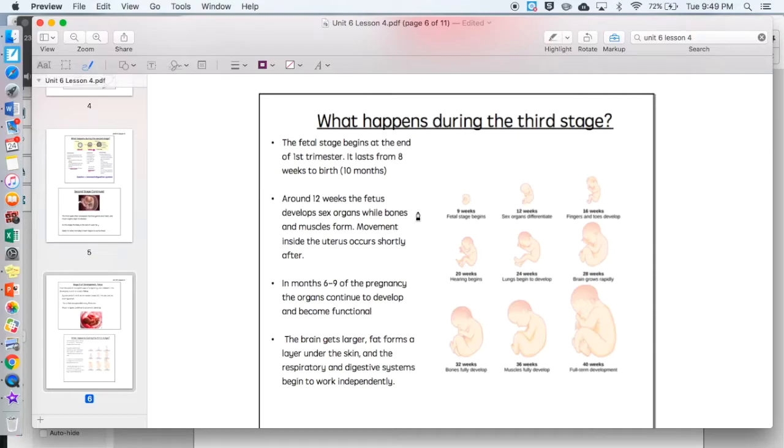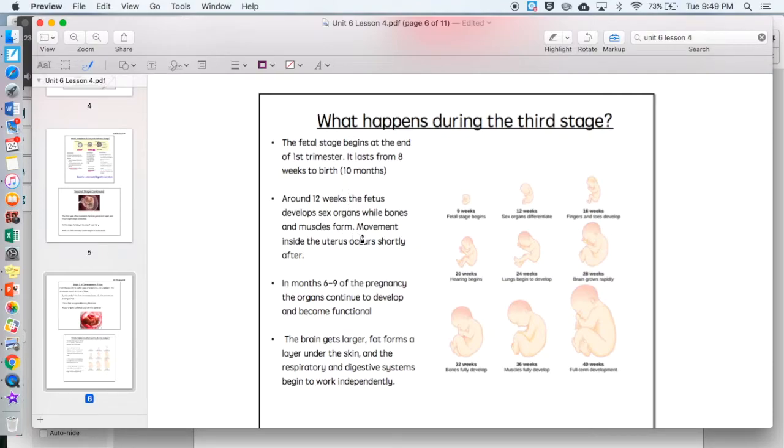All right, so here's what happens during the 3rd stage. So this is where the most baby growth happens. The fetal stage begins at the end of the first trimester. It lasts from week 8 to birth. So we call it 9 months. It's really about 10 if you include the week or 2 before the mother maybe has even noticed, while her menstrual cycle pauses because the zygote has implanted in the wall of the uterus. People don't typically know they're pregnant during that stage, but it's included in this 10-month count.